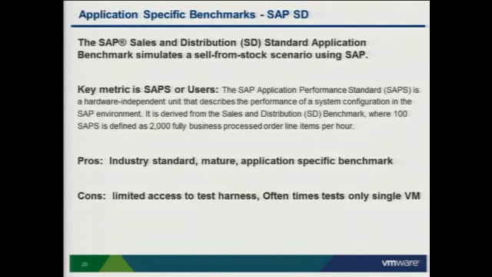The cons are, as a regular customer, you have limited access to the test harness. The test harness is really for partners of SAP to run, so most customers aren't going to be able to run this themselves, but there are a lot of data points from the partners out there. And the other con for a virtualized environment is that a lot of the benchmarks are a single VM, so the data points that you see out there are single VM, and we prefer to see larger environments with two VMs or three-tier environments.